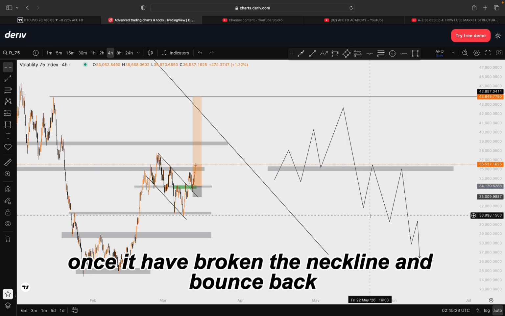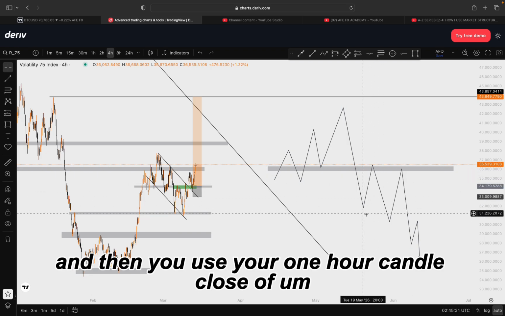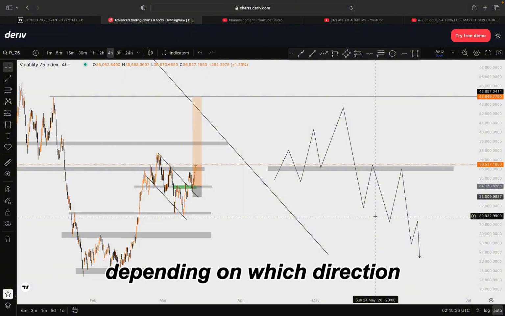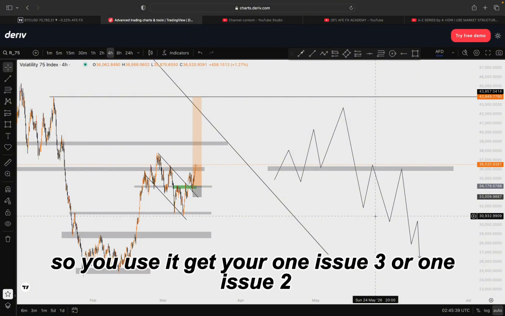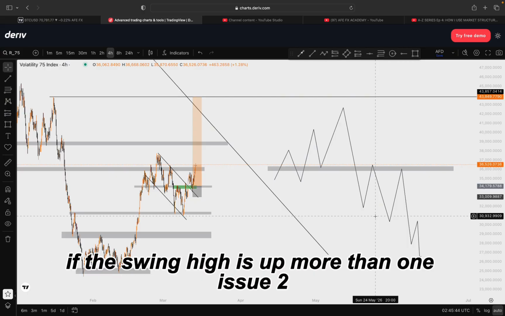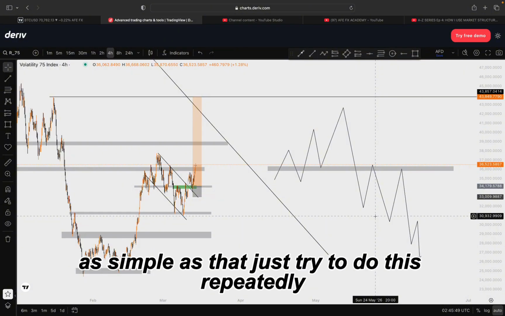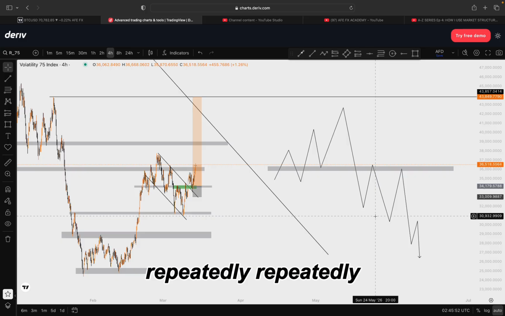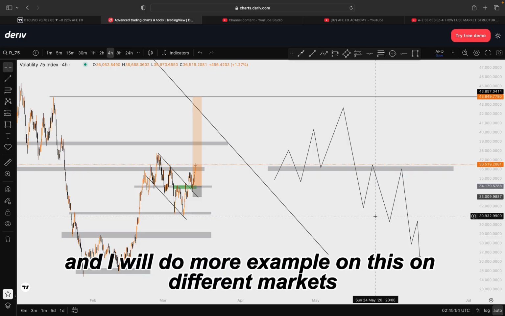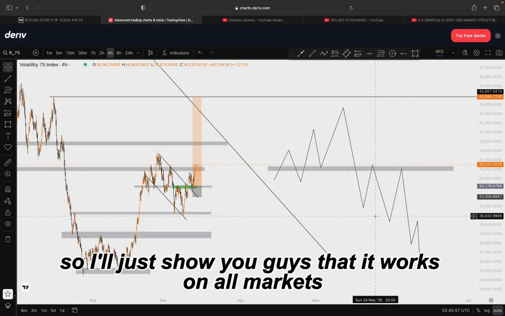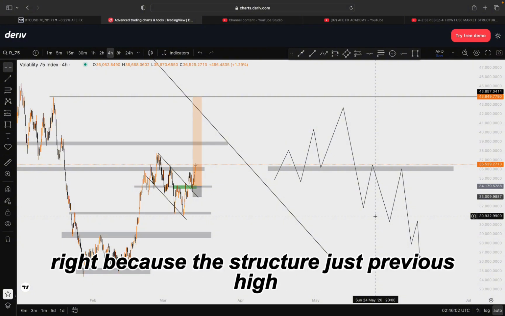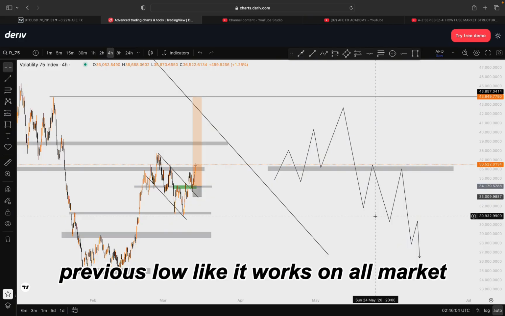Once it has broken the neckline and bounced back, you use your 1 hour candle close of the bullish candle or bearish candle, depending on which direction you're anticipating the market to go. So you use it, get your 1:3, 1:2. If you are using the swing high, and the swing high is up more than 1:2, then it's fine, you're good, right? As simple as that. Just try to do this repeatedly, and I'll do more examples on different markets. I'll show you guys that it works on all markets, because the structure, previous high, previous low, works on all markets.